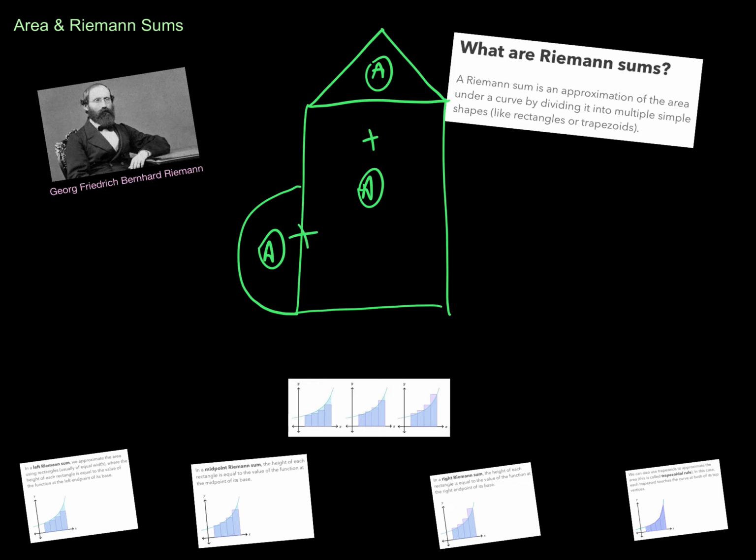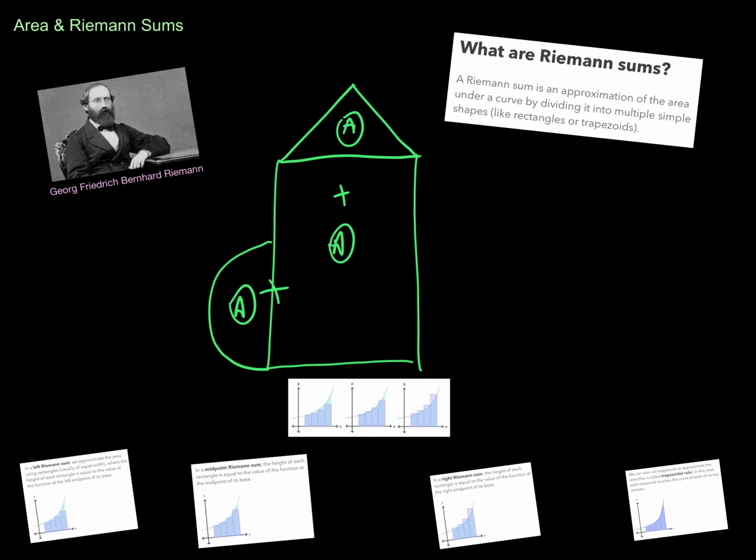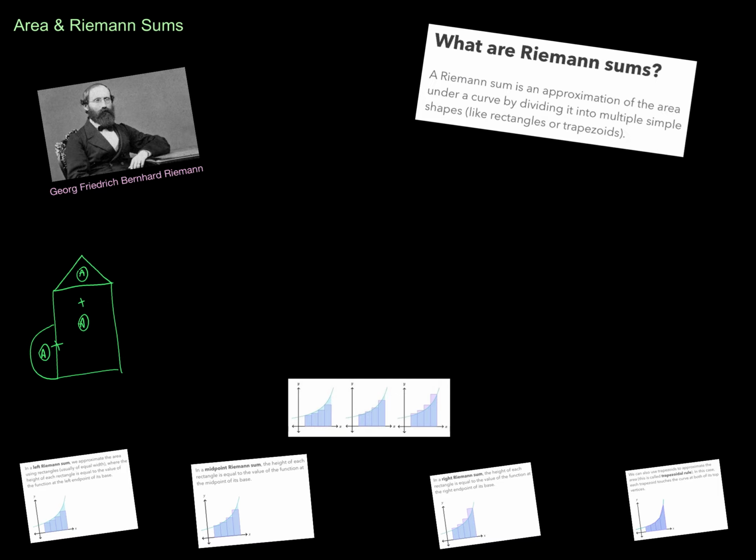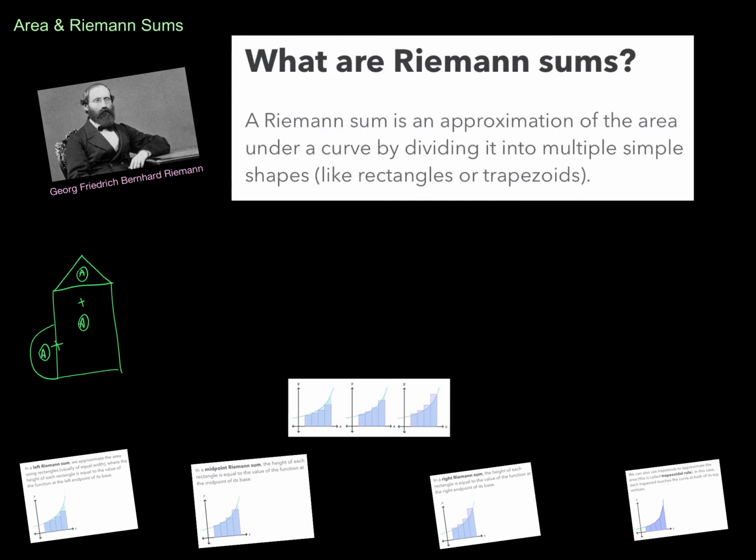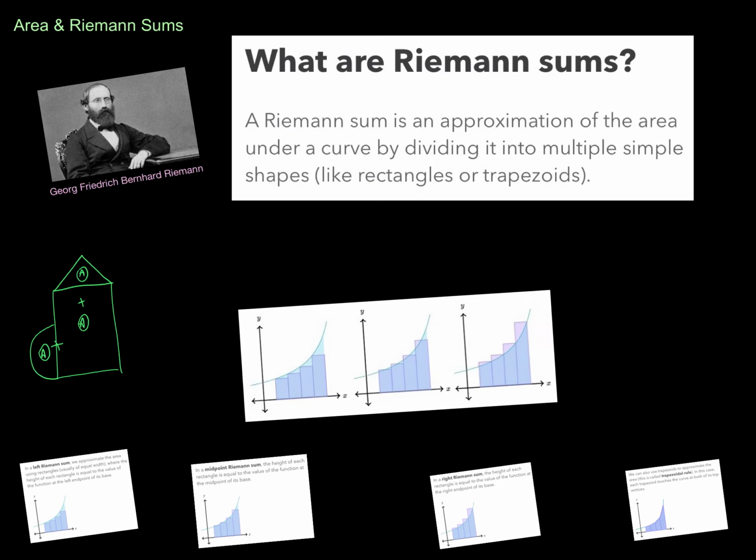Well, that's the concept here. A Riemann sum is an approximation of the area under a curve, and how we're going to do that is we're going to divide that region into multiple simple shapes. We focus on rectangles and trapezoids, but it's the same concept whether you have semicircles and triangles and all that fun stuff. Let's look at this now, because there's a few ways we could do that.